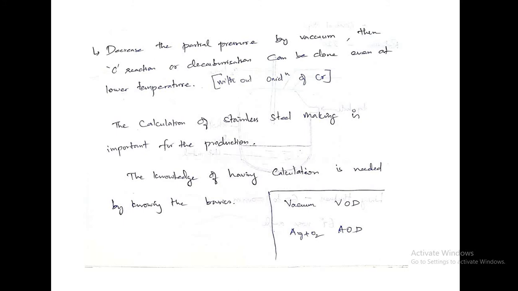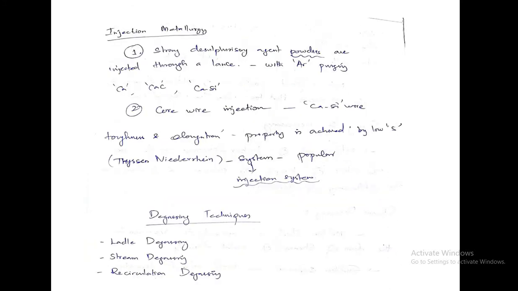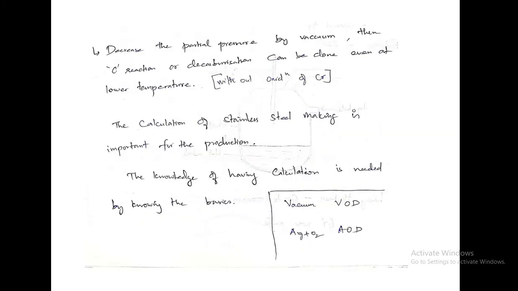So AOD is the process that started first, and generally argon is supplied with oxygen to remove the carbon. That is your argon oxygen decarbonization. Later they found out that the vacuum condition makes the removal of carbon monoxide easy, so when they decided on that, the VOD came into the picture. So they introduced one more process, that is your vacuum oxygen decarbonization, right? So these two processes are the important processes for your stainless steel making.